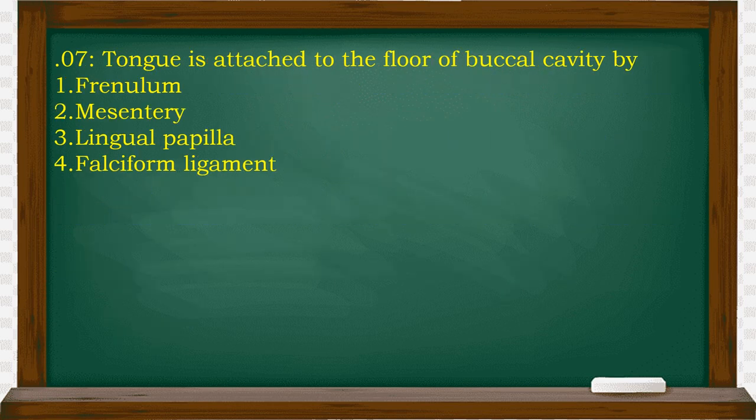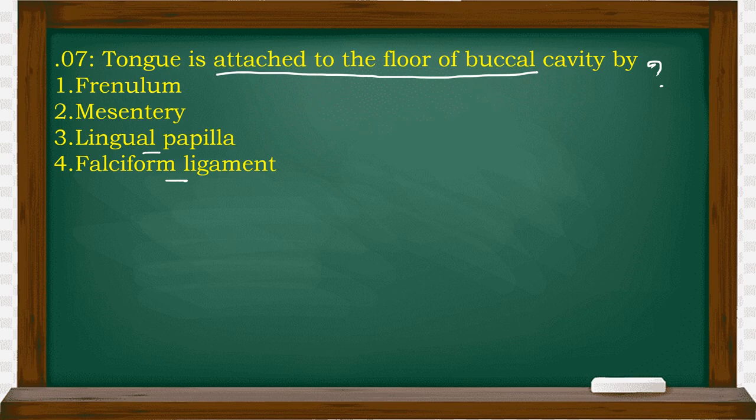Question number 7 says, the tongue is attached to the floor of the buccal cavity by. So this question speaks about the attachment of the tongue to the buccal cavity, and they are asking by what connection the tongue is attached to the floor of the buccal cavity. The first option is frenulum, second option is mesentery, third option is lingual papilla, and the fourth option is falciform ligament.